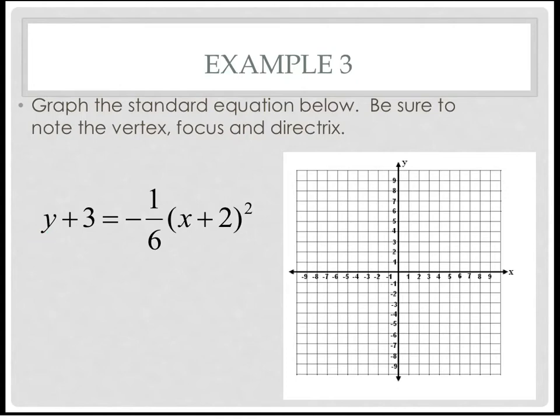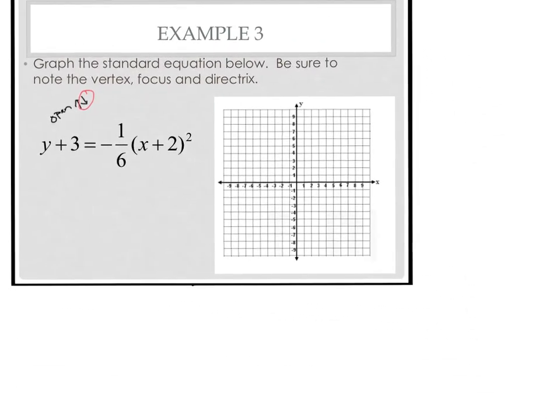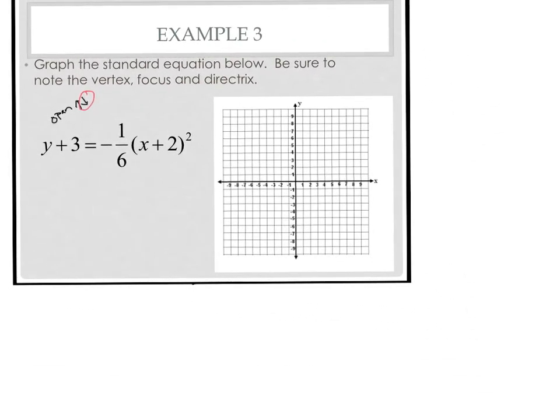So this guy, I know right away, is going to open up or down. I got a negative in front, so I know this guy is going to open down. So first thing I'm going to do is go ahead and shrink this guy, so we've got a little bit of space to work. And then once again, we will zoom in for our graph.